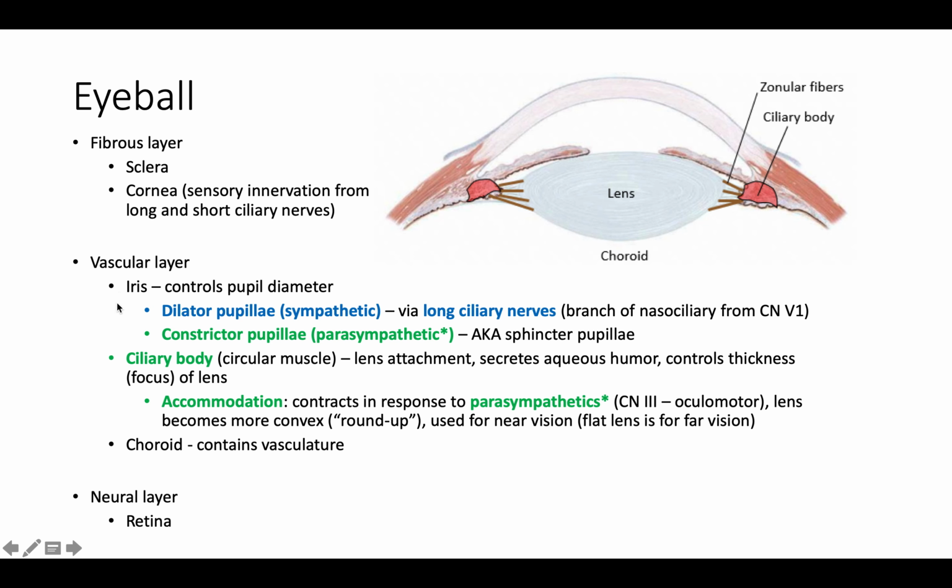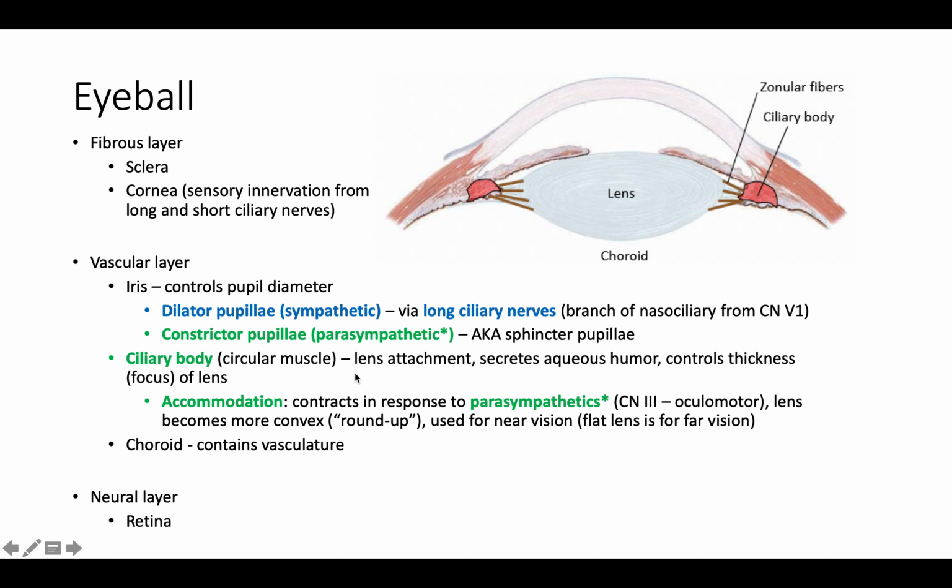So the dilator pupillae is sympathetic, and it's via the long ciliary nerves, which came off of cranial nerve V1. And so that's the sympathetic innervation to the iris, and that's going to dilate the pupil. So more light comes in. Constrictor pupillae is making the pupil smaller, and that's parasympathetic, and that's via the sphincter pupillae, and that is cranial nerve 3. The ciliary body, which is right here, is a circular muscle.